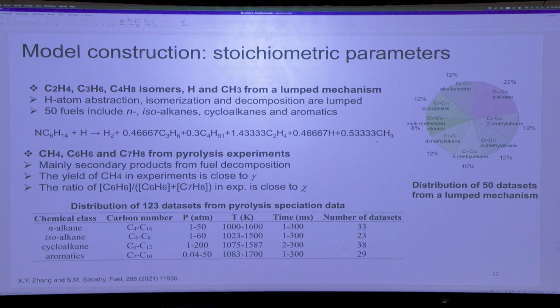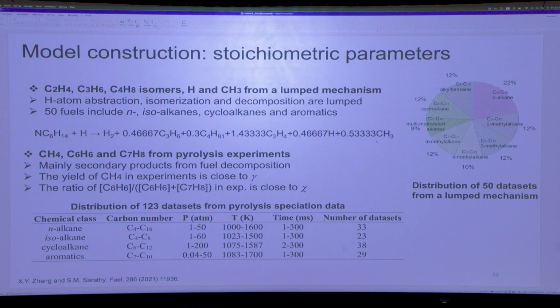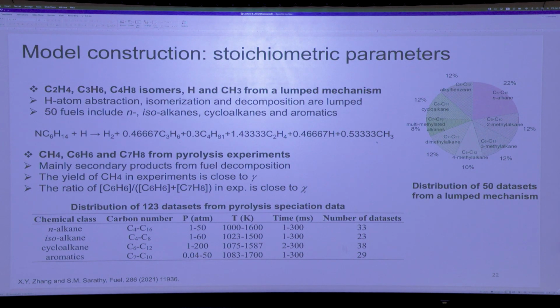And like this, we get a big database for different pure components. What are the yields of these products? And then based on the functional groups present in those pure components, we train from these functional groups. This will be the types of the stoichiometric parameters that come out. Similarly, methane, benzene, toluene, these are harder, okay?